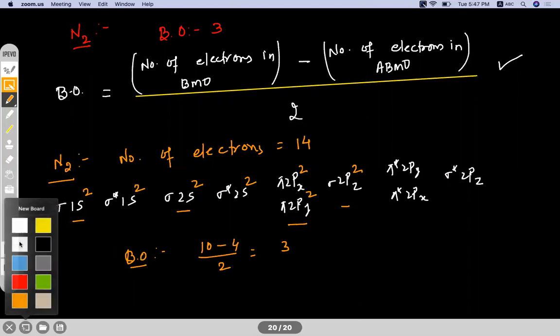You can find out the bond order of hydrogen also. What are you getting for the bond order of hydrogen? It has 2 electrons. So it is simply sigma 1s2 and there is no electron in the antibonding orbital, right? So bond order is equal to 2 minus 0 by 2, that is 1.